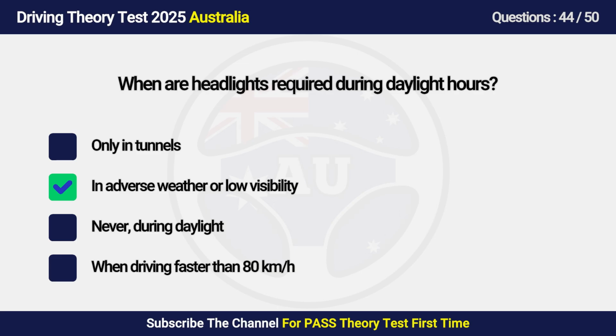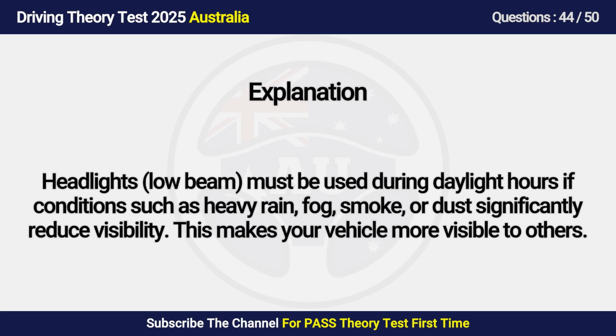Answer is B. In adverse weather or low visibility. Low beam must be used during daylight hours if conditions such as heavy rain, fog, smoke, or dust significantly reduce visibility. This makes your vehicle more visible to others.